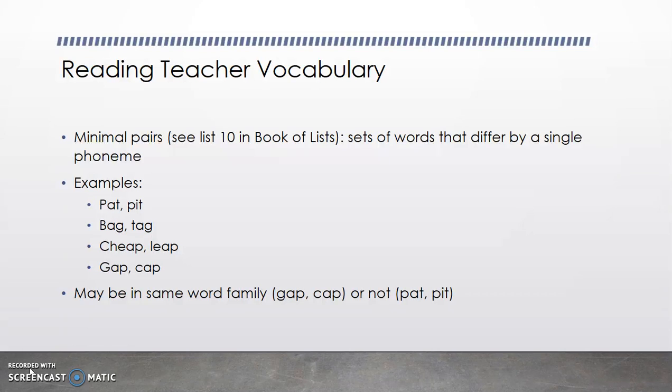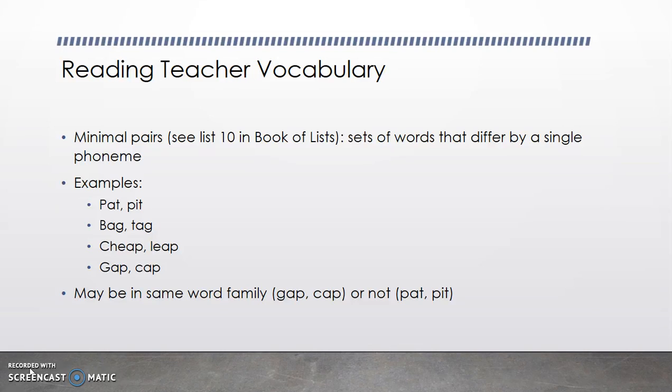Minimal pairs, which are featured in list 10 in your book of lists, are sets or pairs, just like it says, of words that differ by a single phoneme. So examples, pat and pit, in which you see the medial phoneme has been changed. Bag and tag, in which the initial phoneme has been changed. Cheap and leap, again, you'll see that that initial phoneme has been changed.